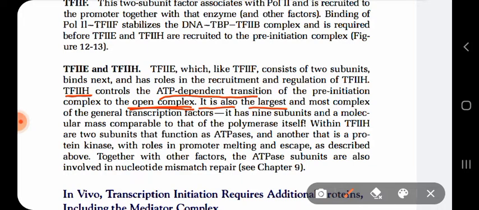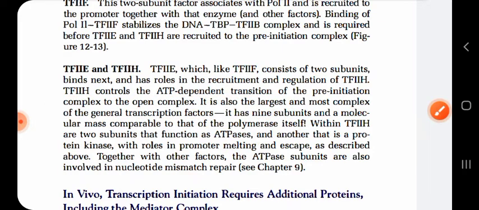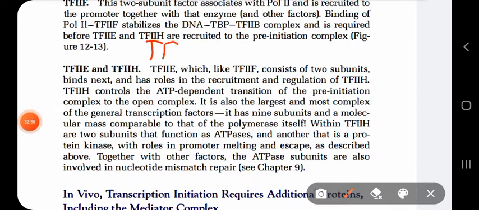TF2H is also the largest and most complex of the general transcription factors. Well, TF2H is a little bit critical. It is more complicated than the other transcription factors. TF2H itself has 9 subunits and a molecular mass comparable to that of the polymerase itself. So much huge. Well, in the figure it shows a little bit, but TF2H is quite large. The structure of TF2H has been shown in the figure very small, but TF2H is made up of 9 subunits.